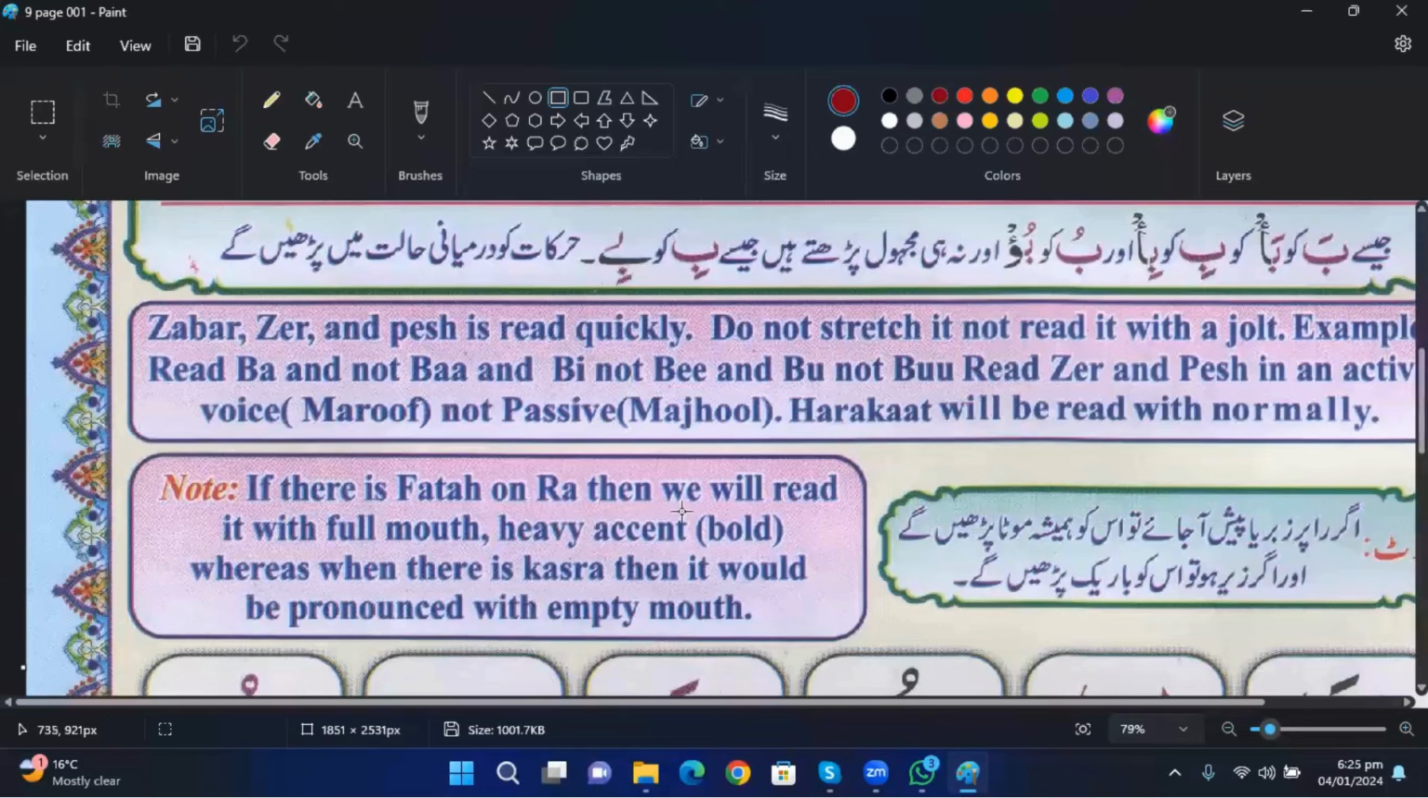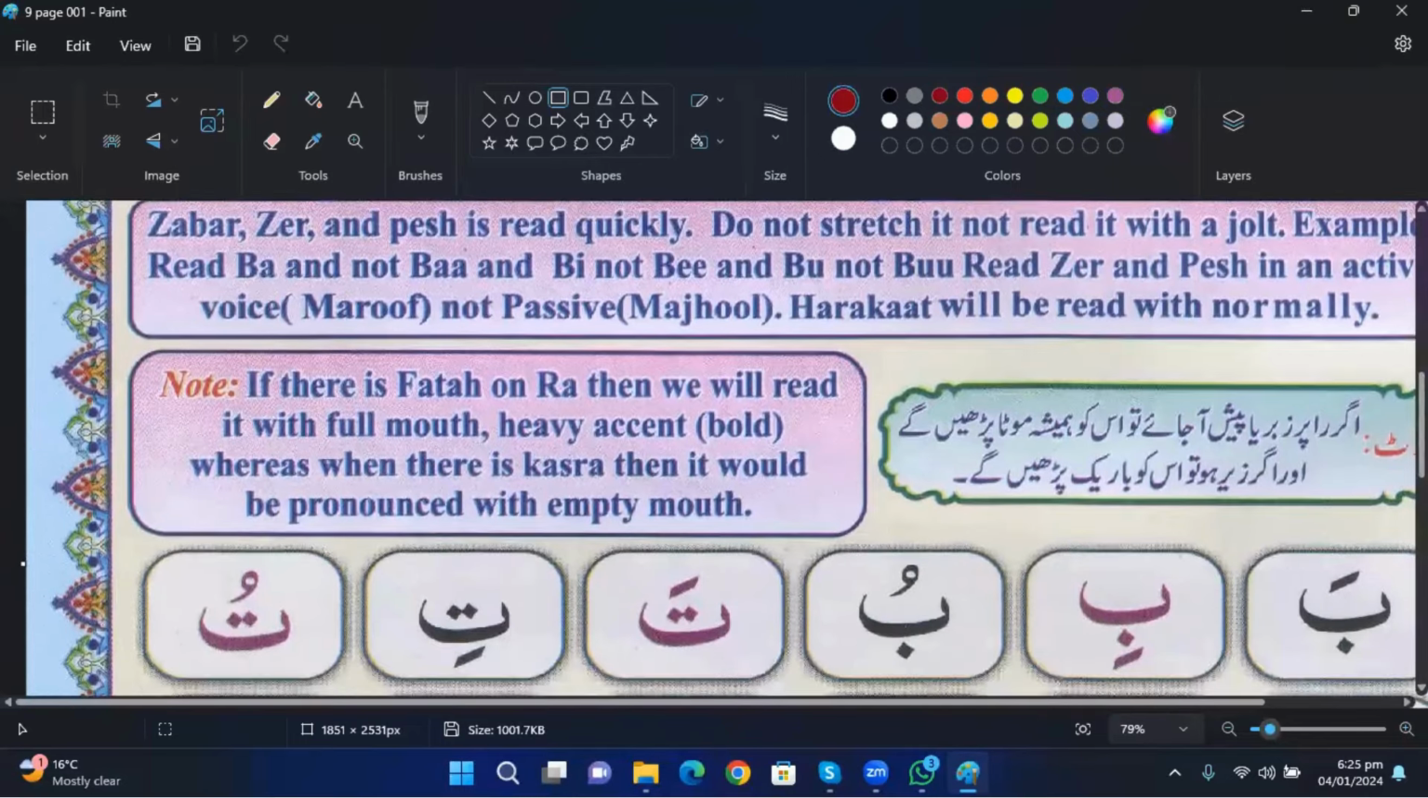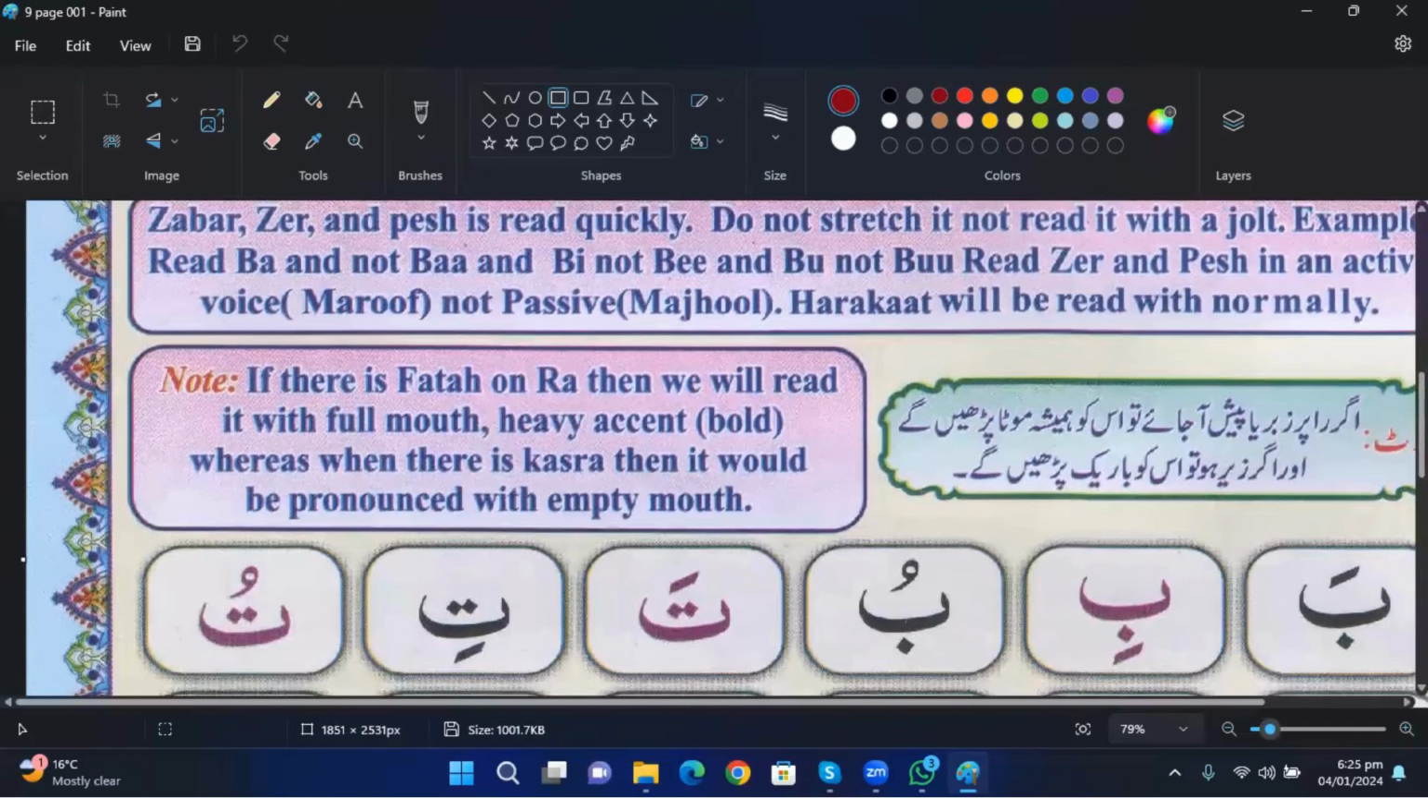When there is fatha over the ra, we need to read ra with a full mouth or with a bold accent. Where ra has dhamma over it, we need to read that ra with a heavy sound, while ra kasra will always be read with a light tone or light sound. And I already explained that when you read any letter in a light tone, you need to let the sound out from the mouth.